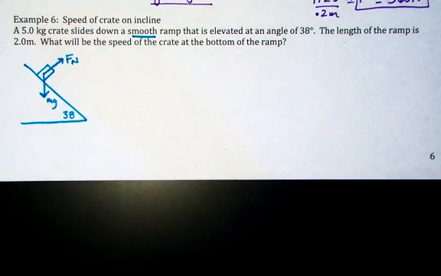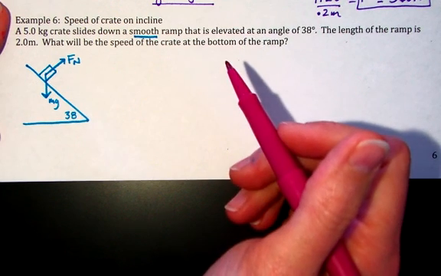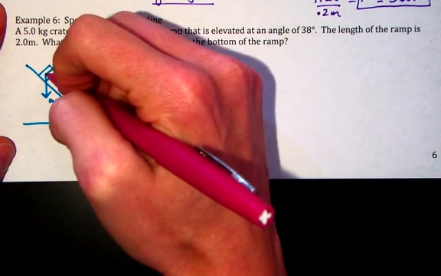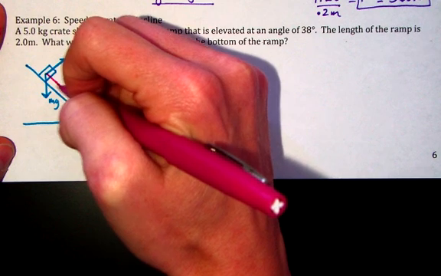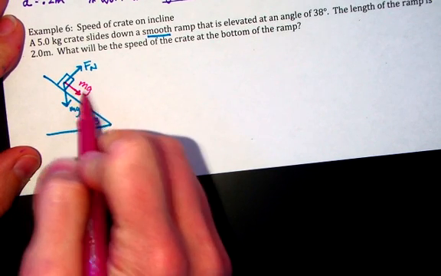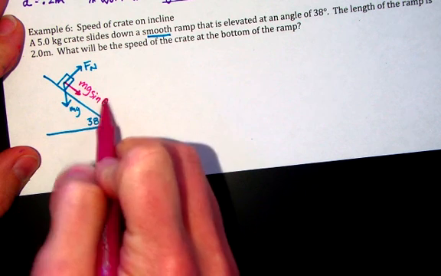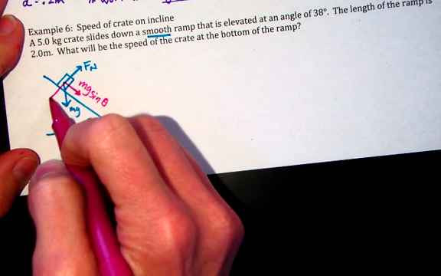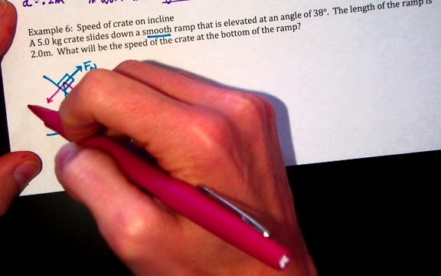Okay. Once we have our gravitational force, what should we probably do on our diagram? Draw our components. Good. What is the component down the incline? Sine. And then the component of our weight force opposite the normal force is cosine.